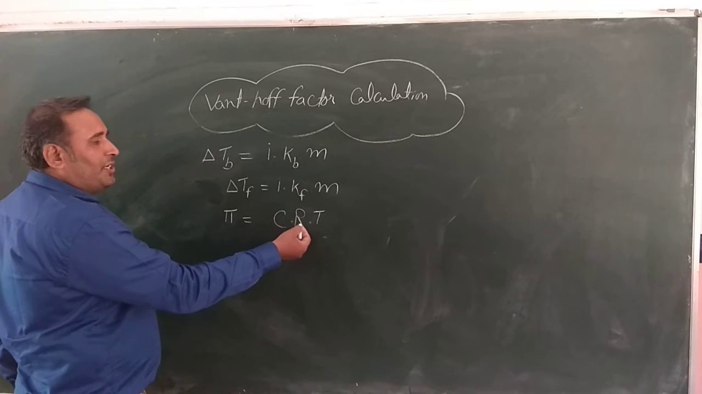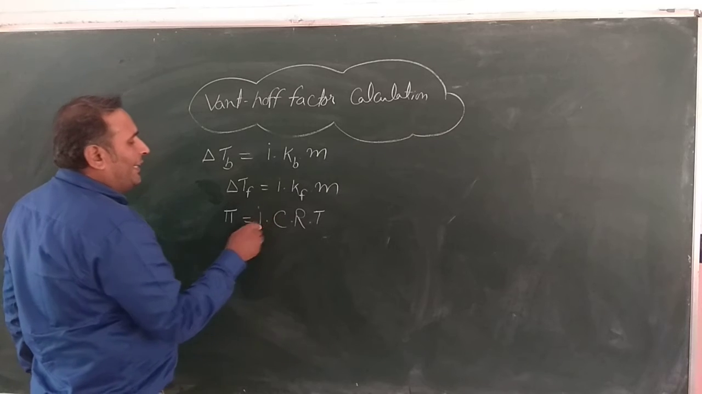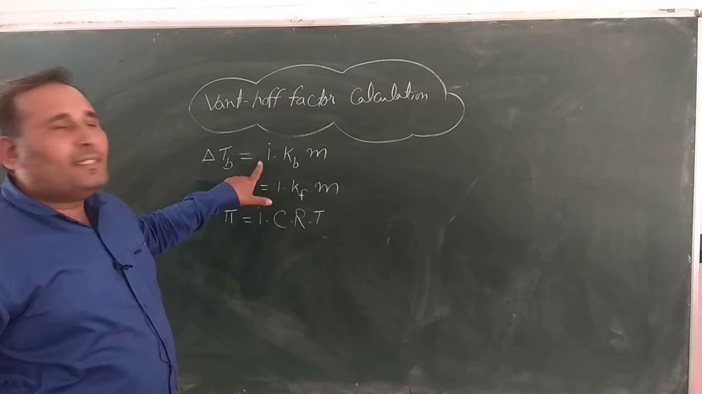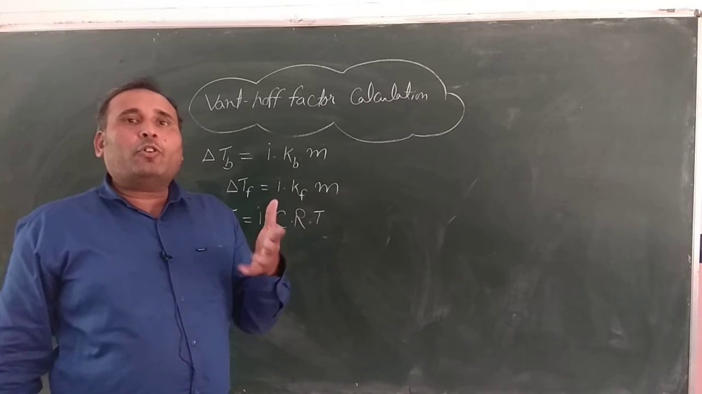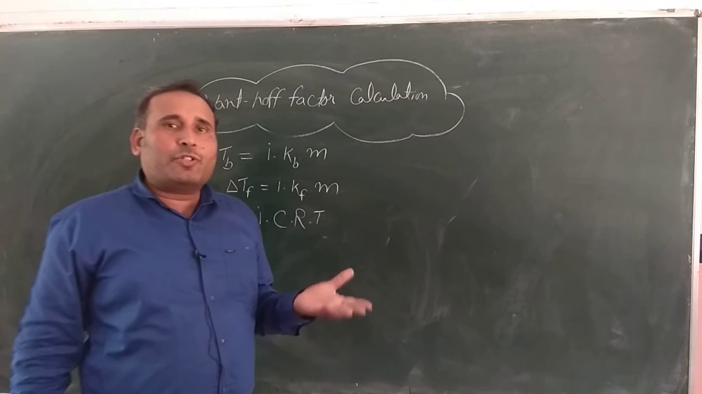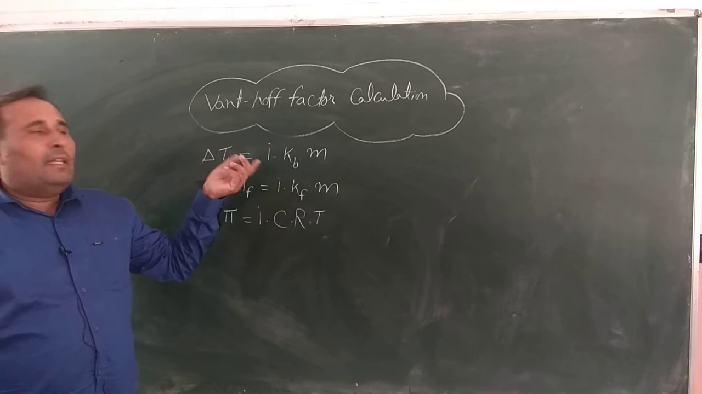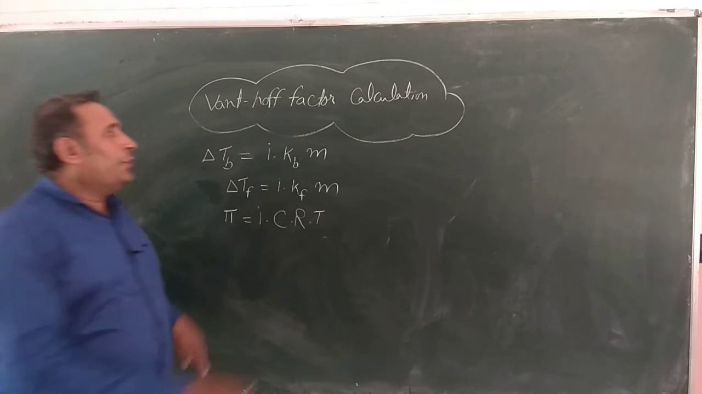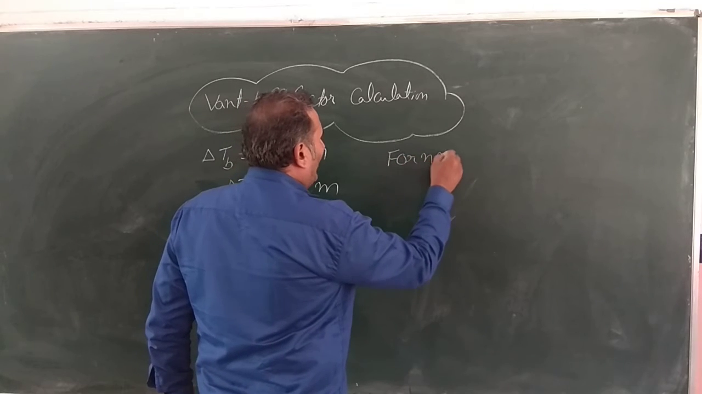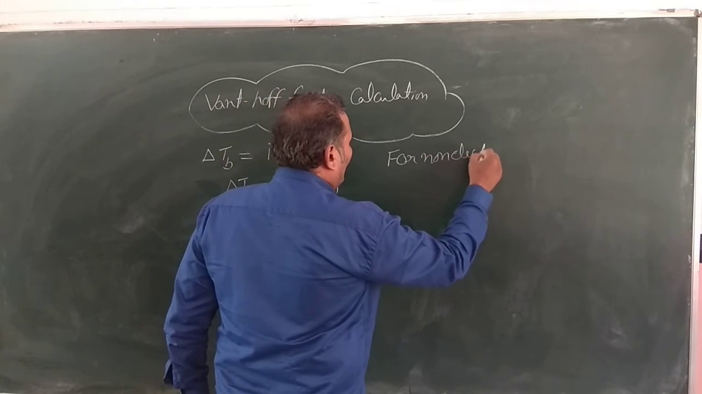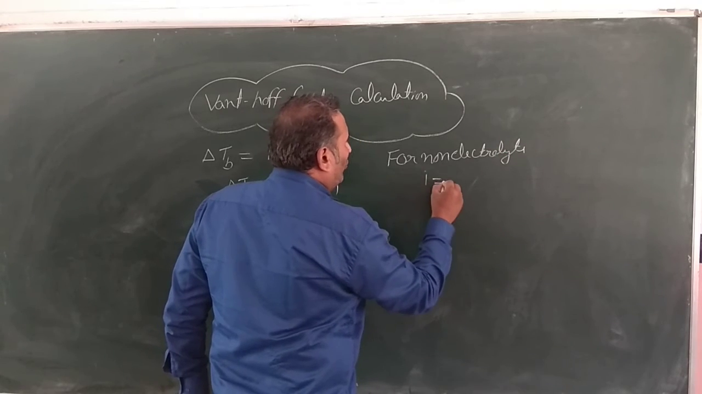C means concentration, R is the solution constant, T is temperature, and it should be multiplied by i. Now what is the i here? i is Vant factor. So especially when we are talking about non-electrolytes like glucose, urea, etc., then the Vant factor, meaning i, is equal to 1. So for non-electrolyte, i is equal to 1.